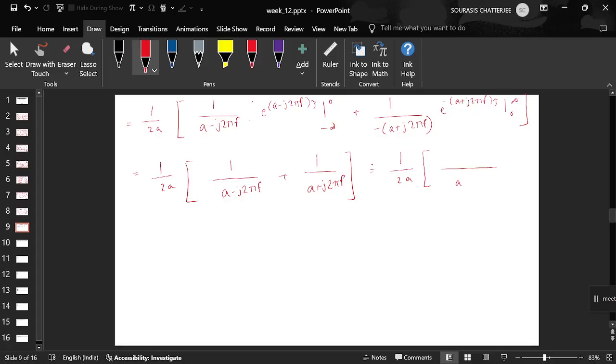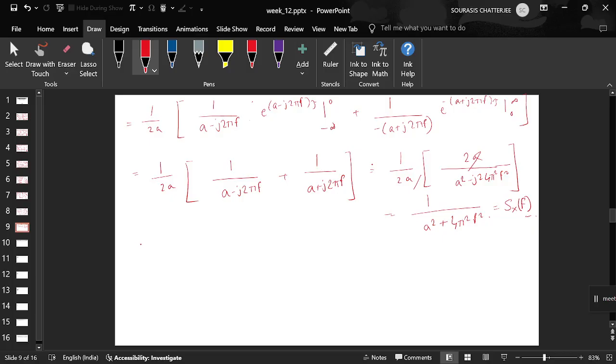So that will essentially lead to 1 over 2a times (a square minus j square 4 pi square f square), and on the top we have 2a. So these two cancel out, and we are left with 1 over (a square plus 4 pi square f square), since minus j square means plus 1. So this is the expression of the power spectral density of X. Now our task is to find the interval.